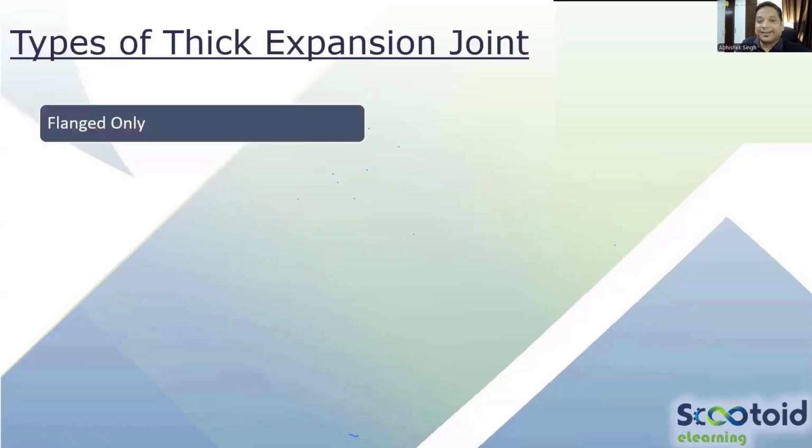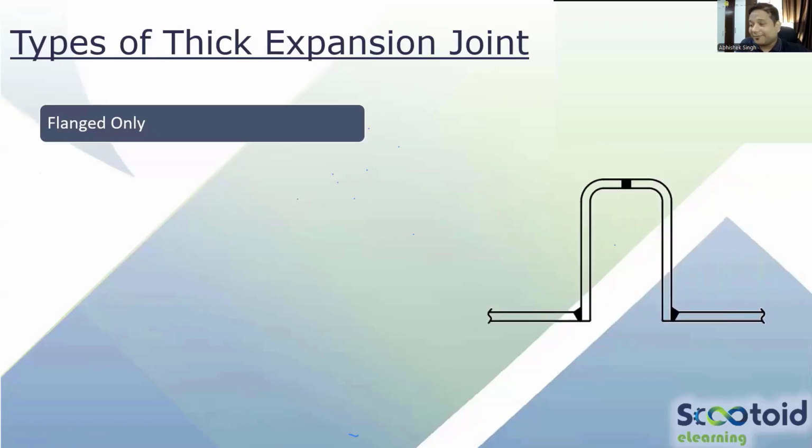Make sense? Now let us see in a little bit more detail what exactly the thick bellows are, and what kind of different configurations we can have. So now this is the flanged only type thick bellow. Now how do we name it? This portion is defined as flange. The straight portion is called the flange. So this is flanged only. Here this configuration you can call the corner.